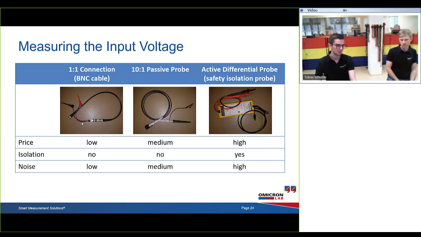You can use passive probes, in this example a 10-to-1 probe. The price is not that expensive, medium price level. Still no isolation, and the noise level is also medium. Active differential probes are a bit more pricey, so the prices are higher, but they offer isolation. So if you have higher voltages, please use them to protect yourself, but you still get more noise if you use differential probes.